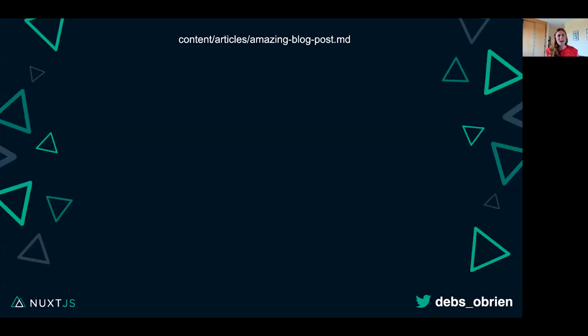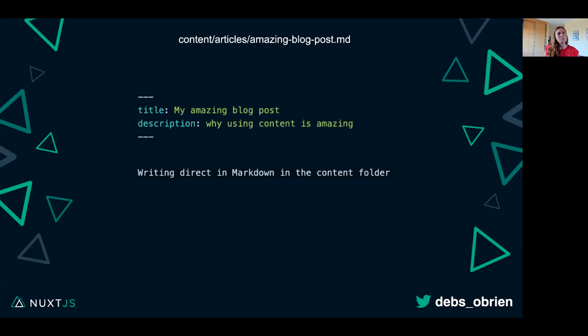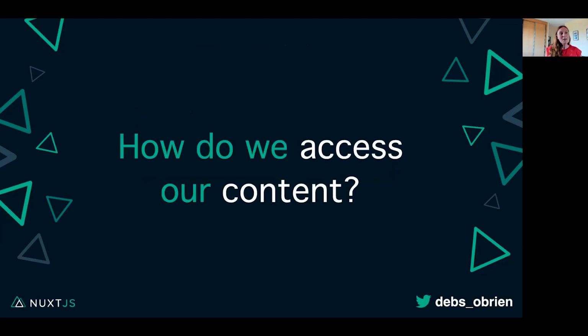Just to give you an example, if I was going to create an amazing blog post, I'm going to name it amazing blog post, and I'm going to put it in an articles folder inside the content folder. So you can actually use folders as well. You don't have to put it at the root level. I've created the articles folder, and I've made my beautiful, amazing blog post that literally says writing direct in Markdown in the content folder, right? That's my blog post. It's so amazing. And I'm going to give it a title and a description. We can use YAML at the top of our Markdown to give it a title and description. My amazing blog post. And the description is why using content is amazing, right? Simple.